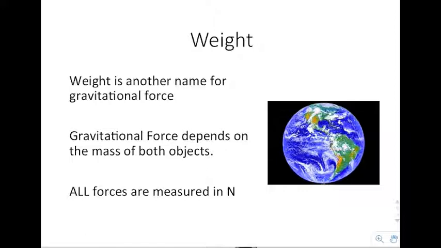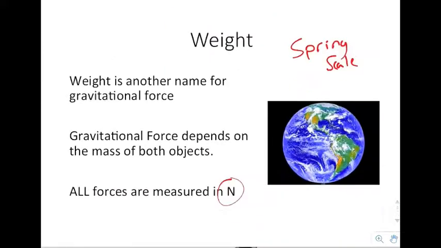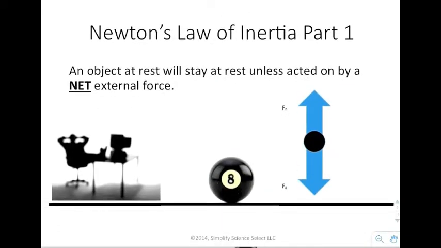Now, weight is measured in newtons and tends to be measured with a spring scale. Okay, mass, on the other hand, is measured with a triple beam balance and is measured in kilograms. So they're two different quantities. Now, Newton's law of inertia part 1 says an object at rest will stay at rest unless acted on by a net external force. So now think about that.